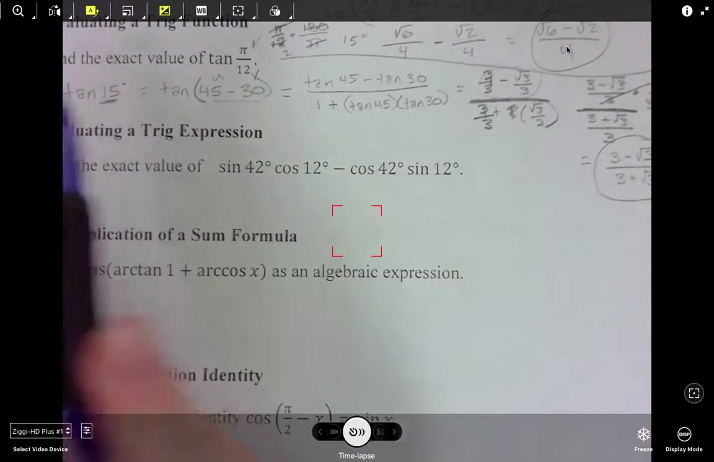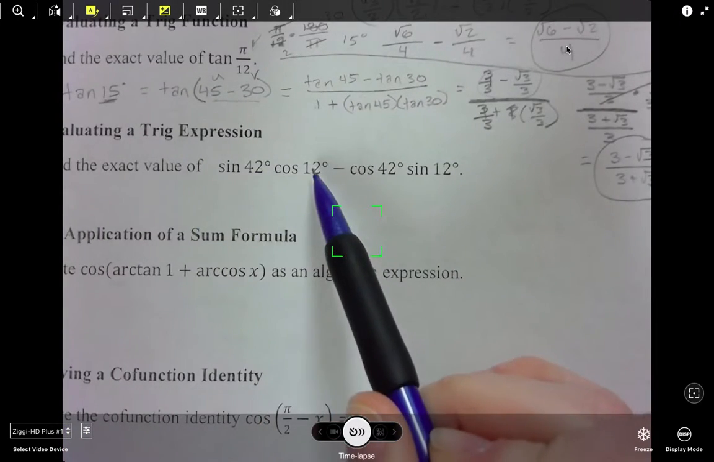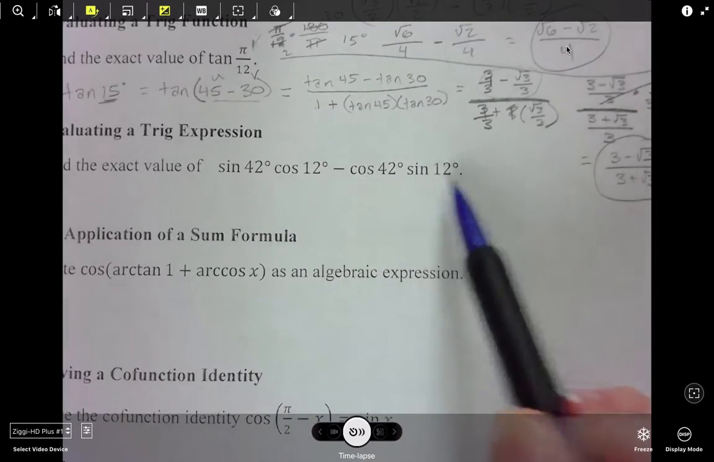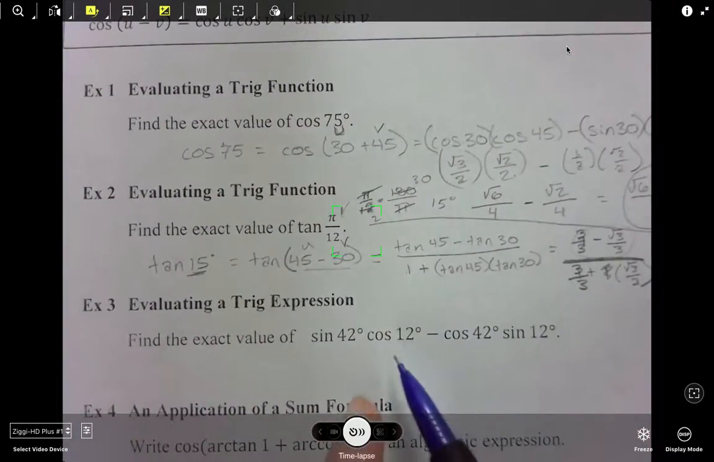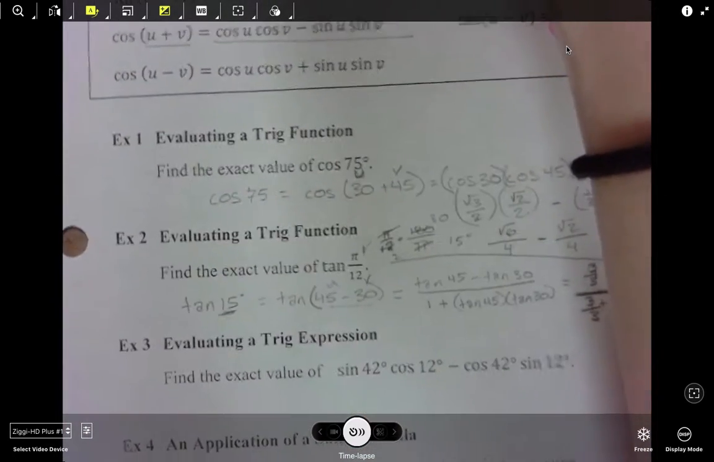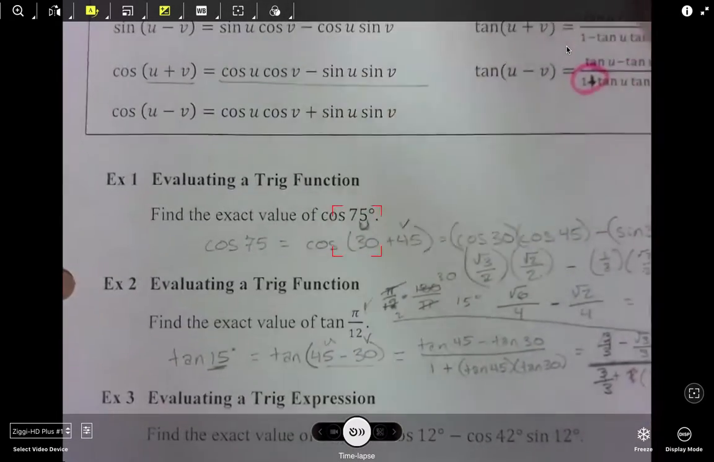All right, they want us to find the exact value of sine of 42 cosine of 12 minus cosine 42 sine of 12. Okay, so that formula is the written out formula, and they want us to kind of condense that. So let's see, what does that come out to be? 42 and 12. Oh, yeah. Okay, I see where they're coming with this.